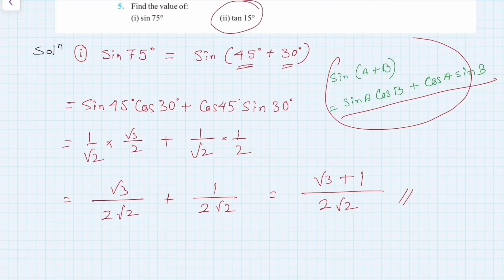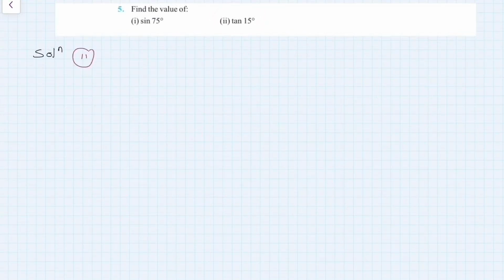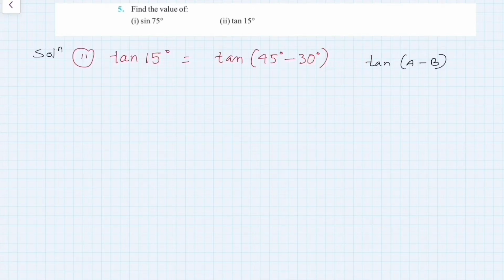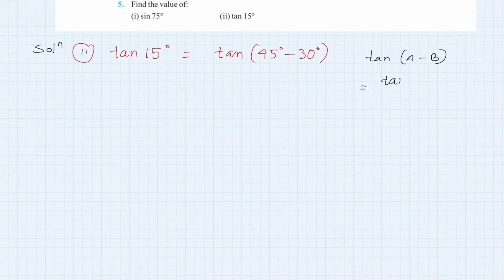Similarly you can solve the next one also. Here you see number 2. Now the next one is tan 15 degrees. This can be expressed as tan(45 minus 30) degrees. So here we are going to apply this identity: tan(A minus B) is equal to (tan A minus tan B) by (1 plus tan A into tan B).